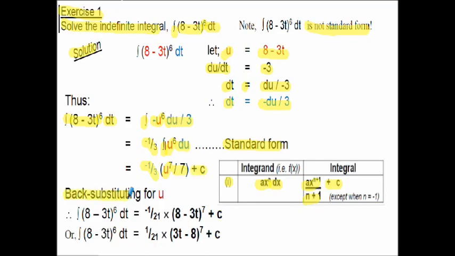What we do now is back substitute for u, so we replace the u to the 7 with the 8 minus 3t to the power 7. Also notice I've tidied up the numerical values. I've got negative 1 upon 3 multiplied by 1 upon 7 from this line here, so that gives me negative 1 upon 21 multiplied by the bracket to the power 7 plus c. All I've done on the final line is to basically multiply the bracket by the negative 1, which is raised to the power 7 in this case, so we end up with 1 upon 21 multiplied by 3t minus 8 to the power 7 plus c. Don't worry too much about that final line, but make sure you can follow the solution down to this line here.